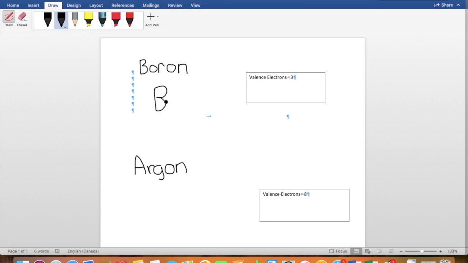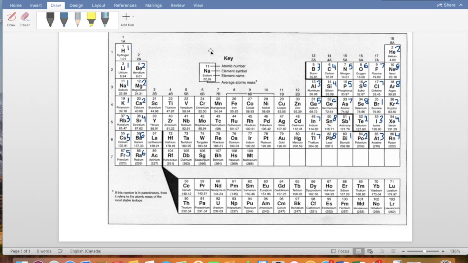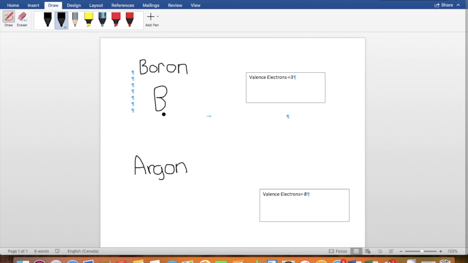So for boron, it is just a B, and you can see on the periodic table that the element symbol is just located right under the atomic number. So the second step is to take the number of valence electrons that the element you're working with has, and distribute them in dot form around the element symbol. So the finished Lewis dot structure for boron would look like this.